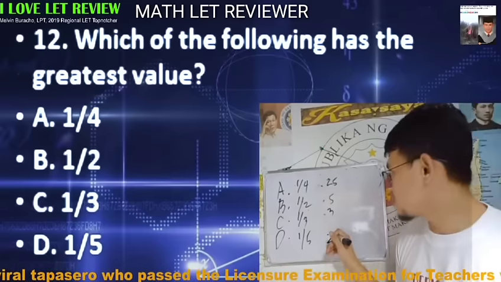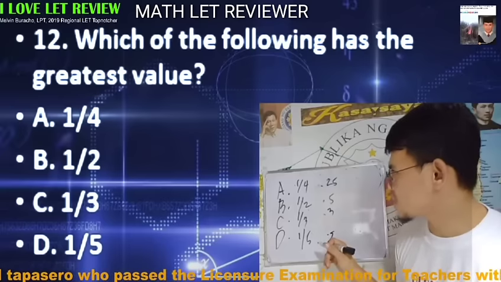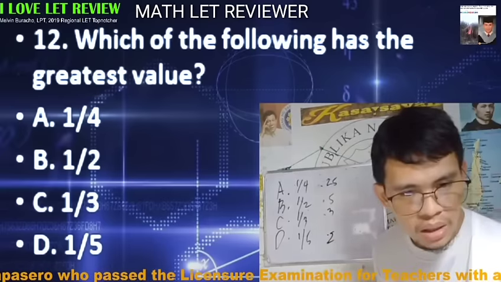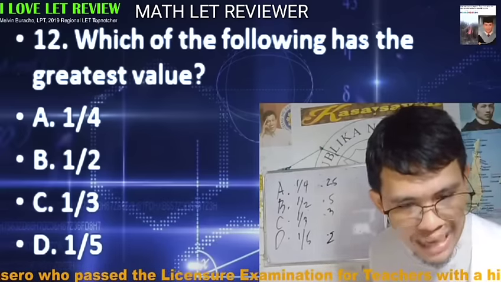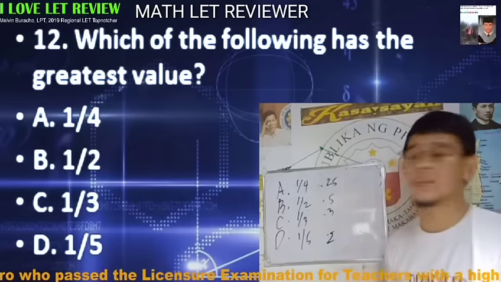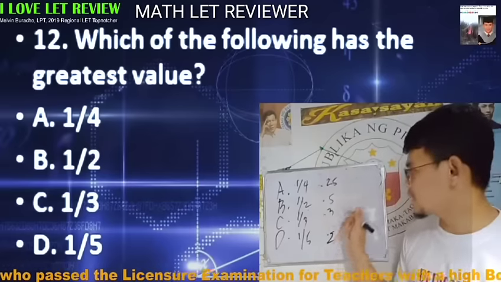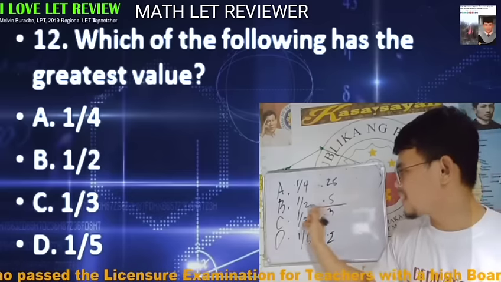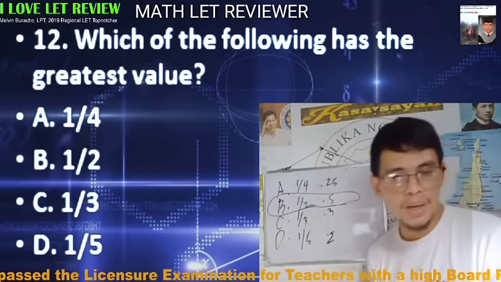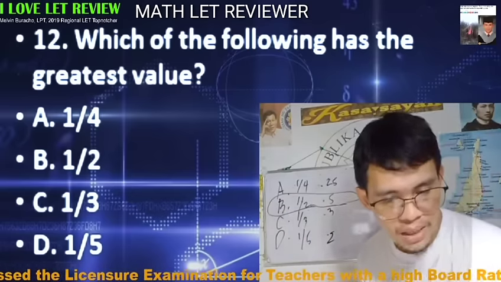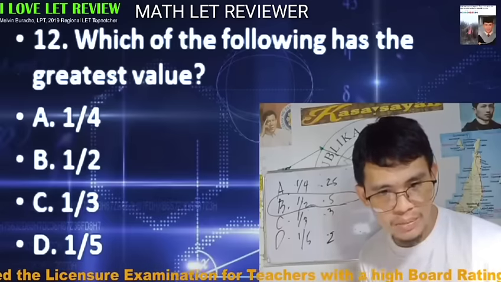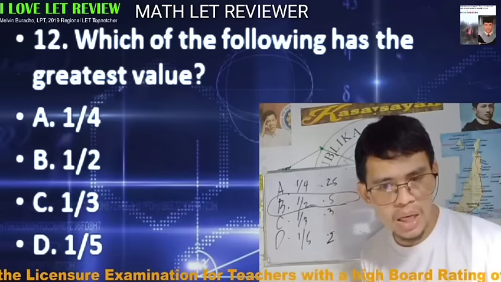Okay. So, now, the question is, anong sagot dito? Which of the following has the greatest value? O, greatest ang tinatanong. So, which has the greatest value? 0.5. Si 1/2. So, number 12 is letter B. Okay? Number 12 is letter B. O, 1/2 na naman.